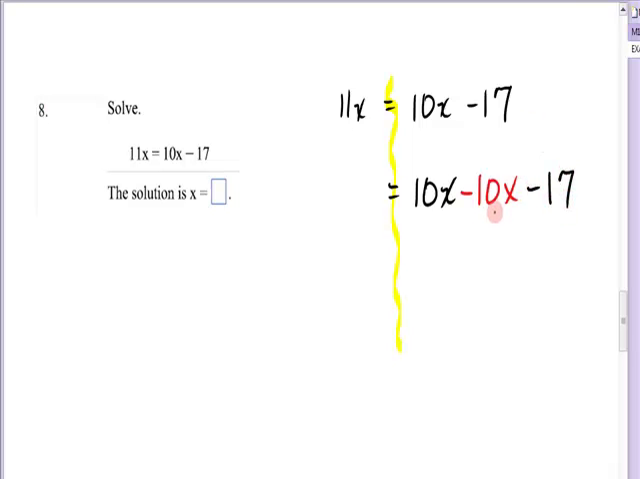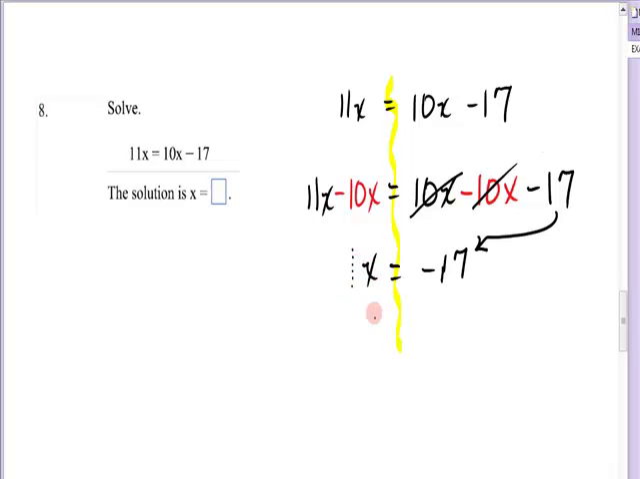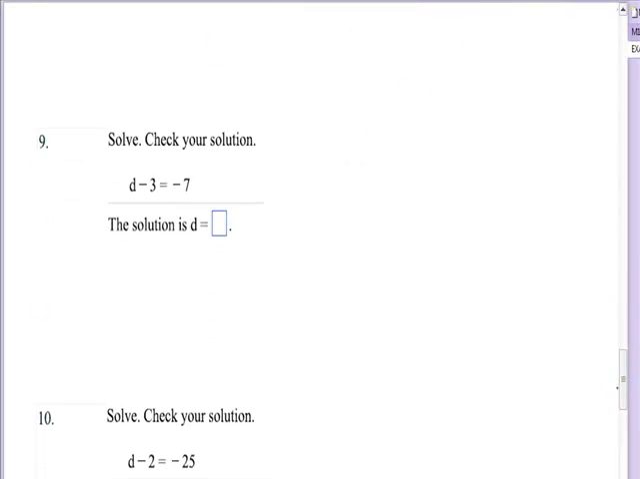But if I did that to the right-hand side, then I have to do that to the left-hand side. Positive 10x, subtracted 10x, that's gone. And I'm left with negative 17. Don't forget the negative sign. And then 11x minus 10x leaves me with an implied 1x. X is negative 17. That's what we have to do when there are variable terms on both sides. Number 9.